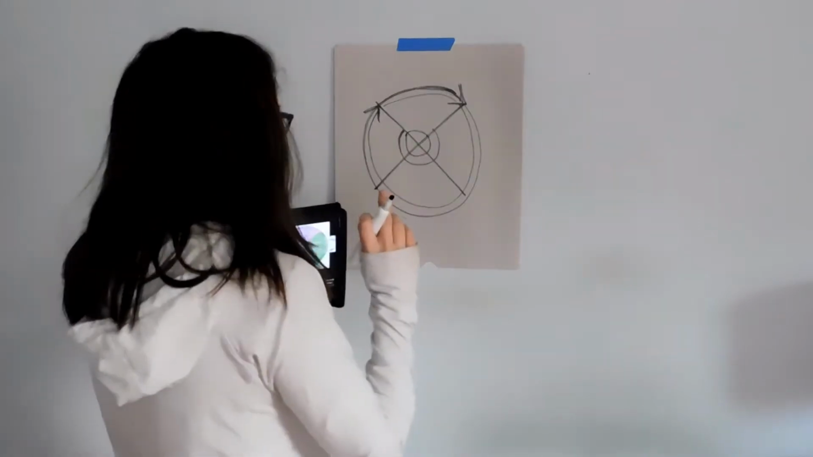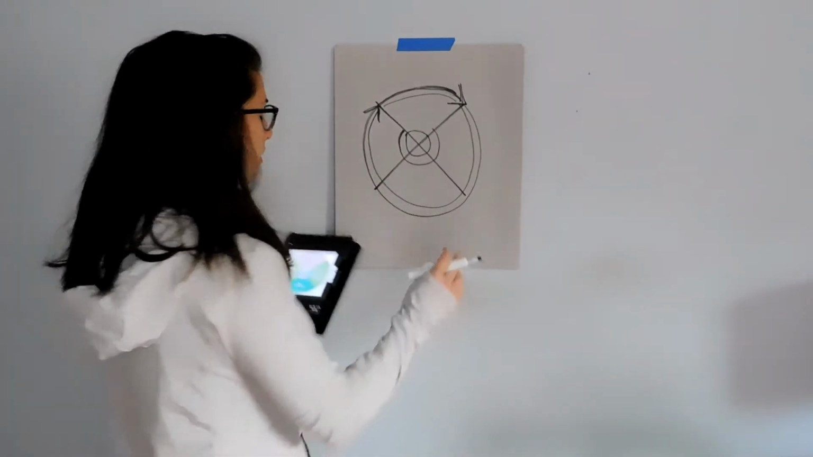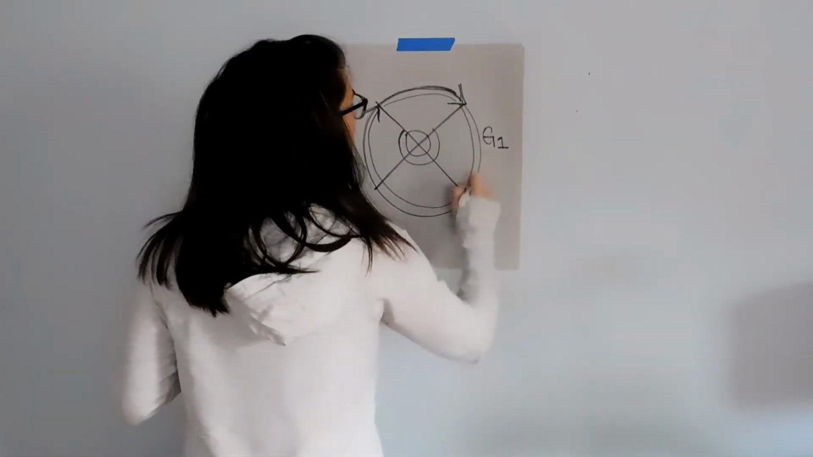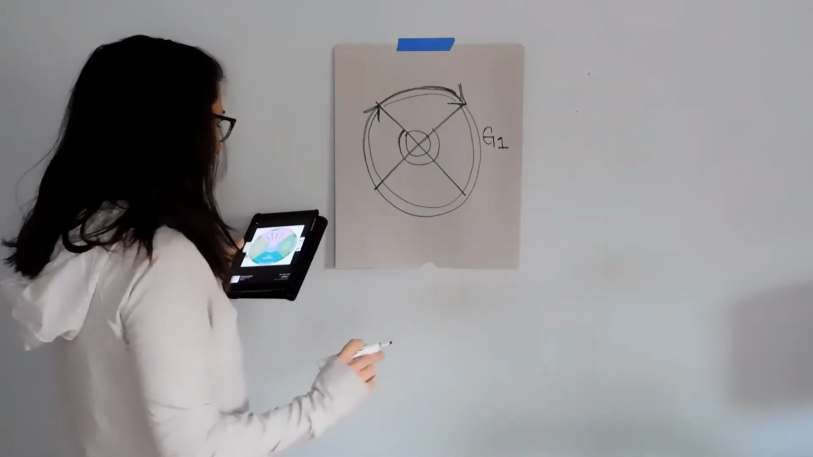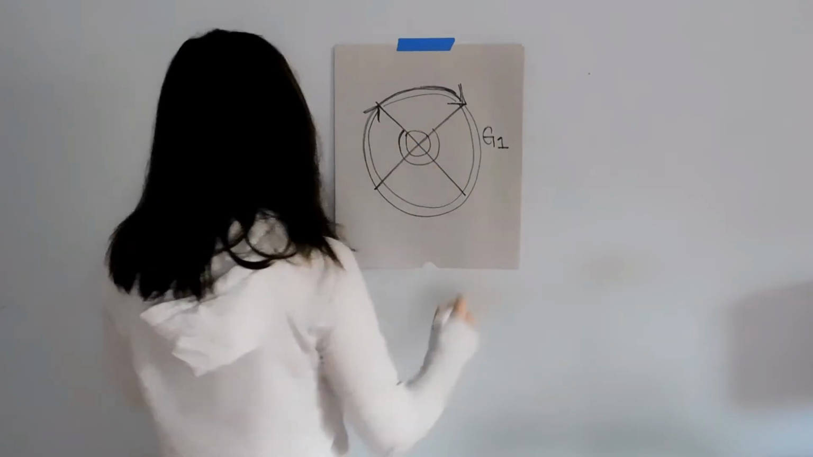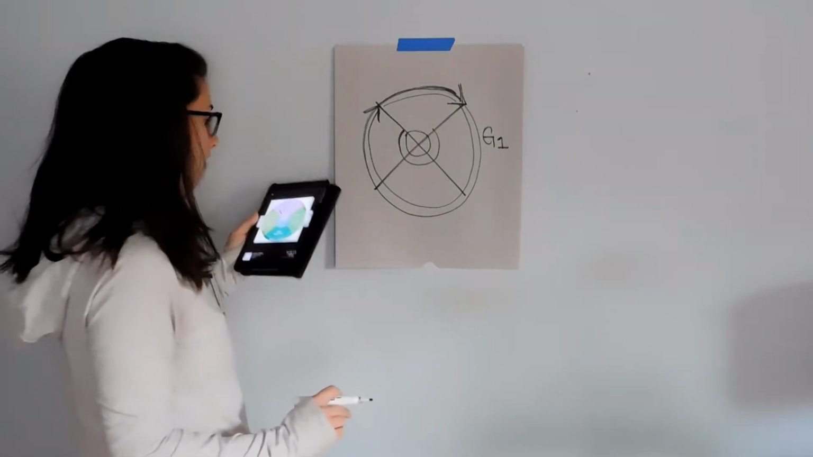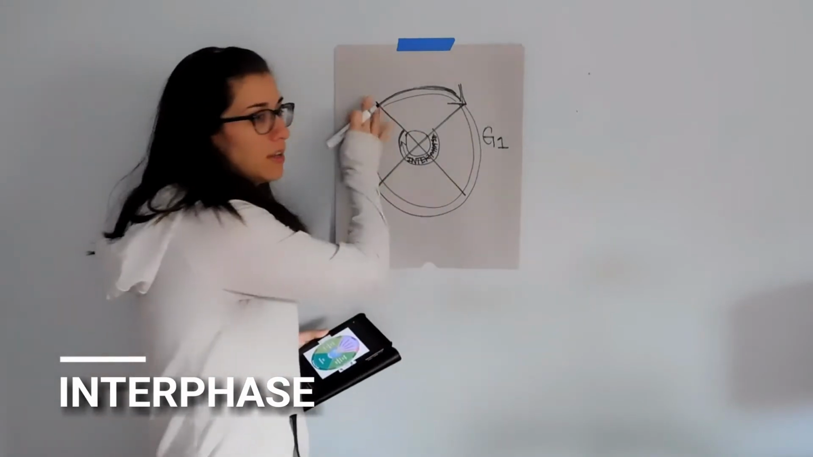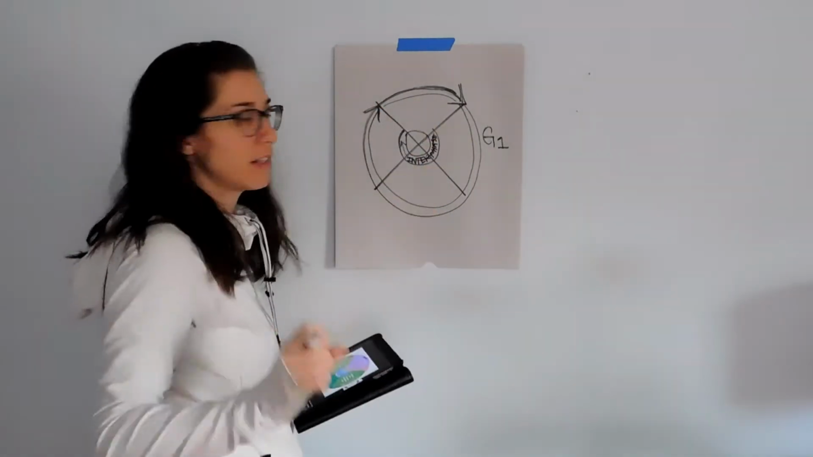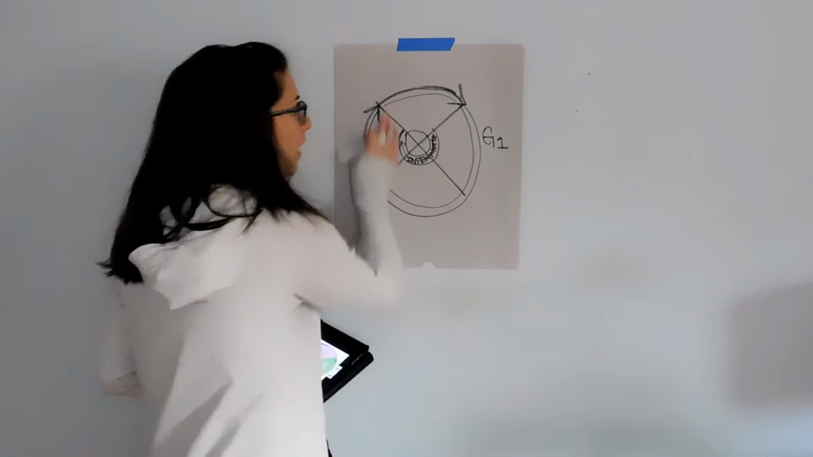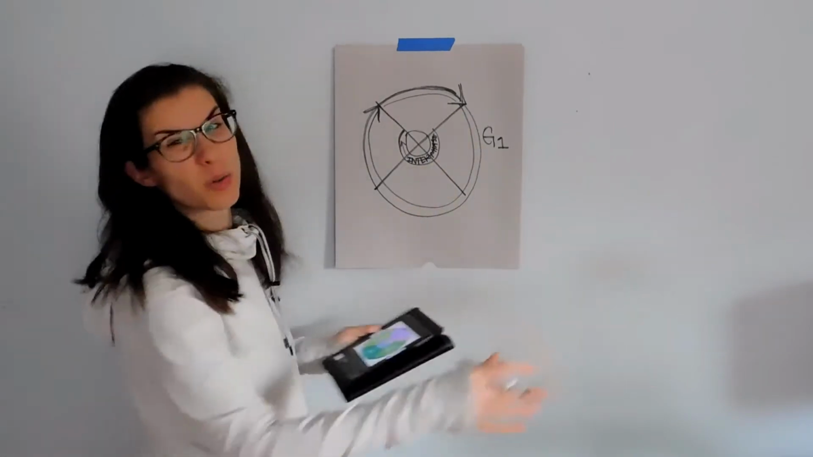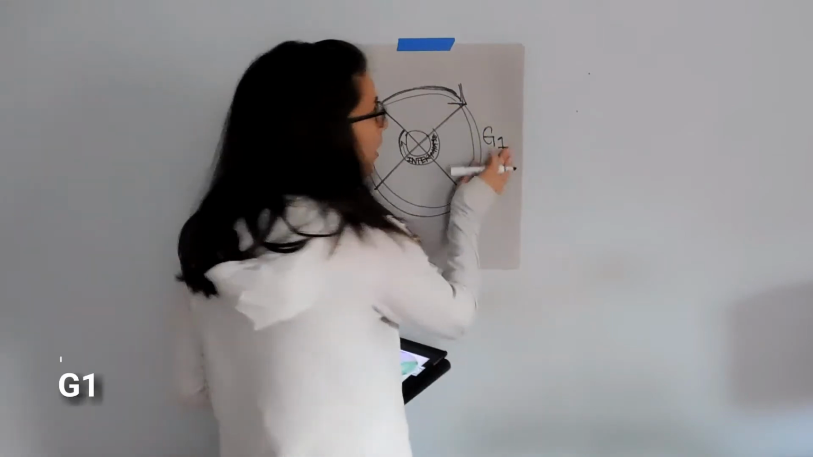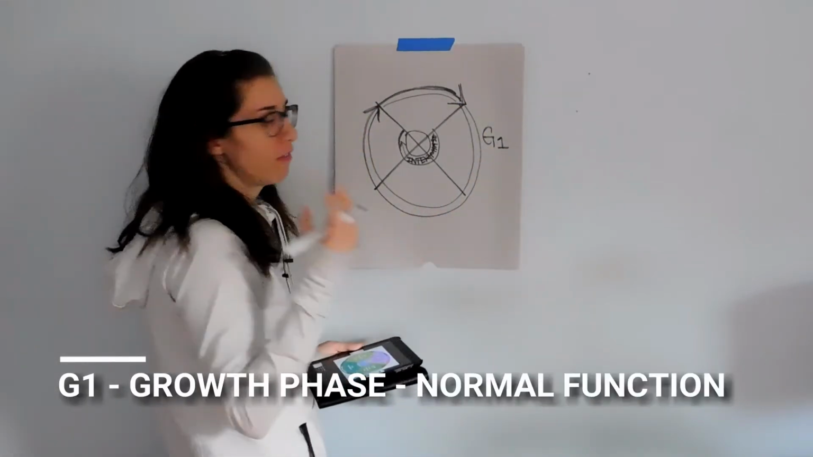So let's start with our first phase. So this is our G1, this section here. So G1 is the first section of interphase. So interphase is what happens in between mitosis. We'll get to that. But within interphase, so it's like the interim in between duplication, interphase, you have G1, which is the first growth phase.